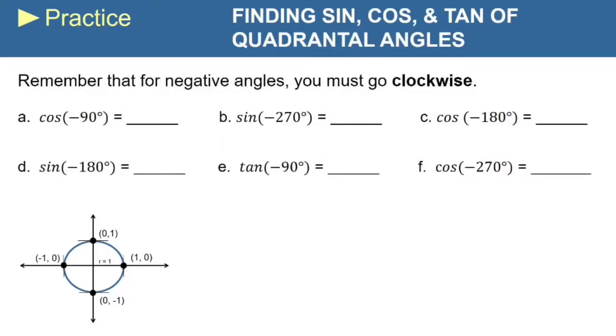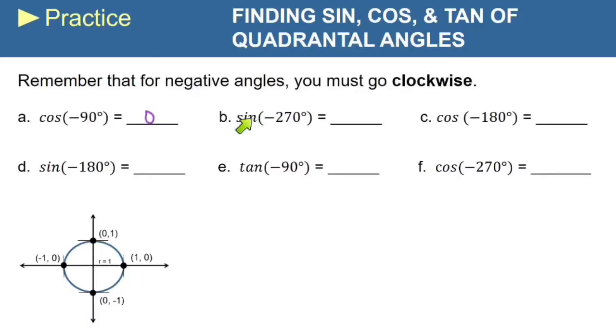Now let's practice a little more, but this time we'll have negative angles. And remember that whenever you have a negative angle, the terminal side goes clockwise around the coordinate system. So here for cosine of -90 degrees, we'll start here at the positive x-axis and we'll rotate clockwise 90 degrees. So the terminal side would go through the bottom of the circle. Cosine of -90 is going to be 0.